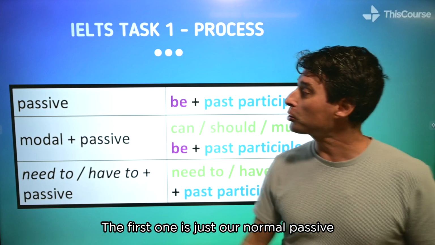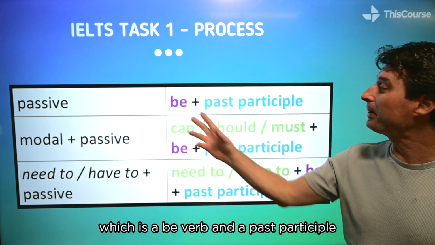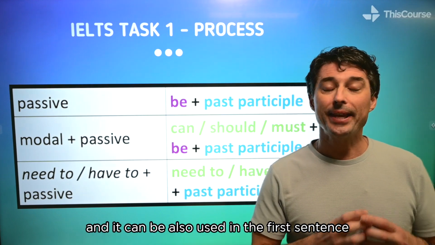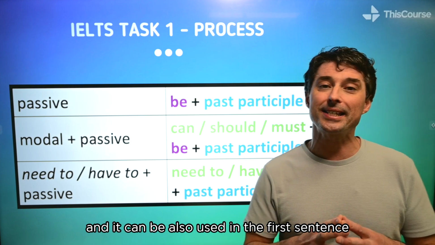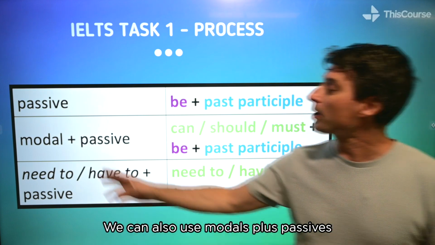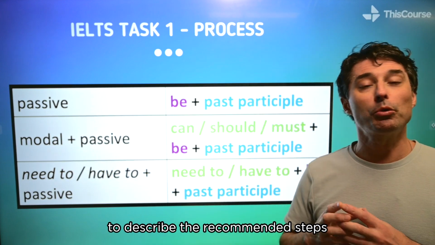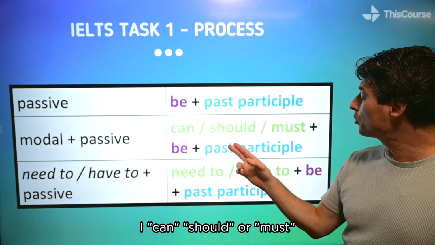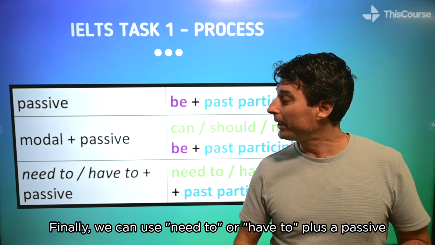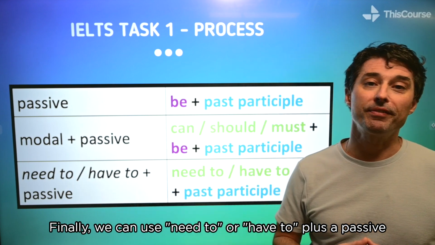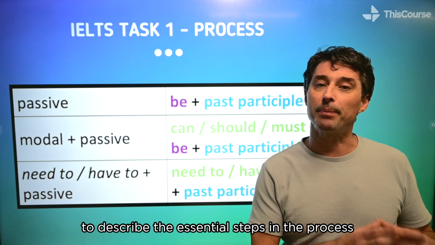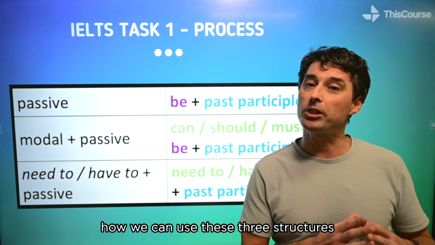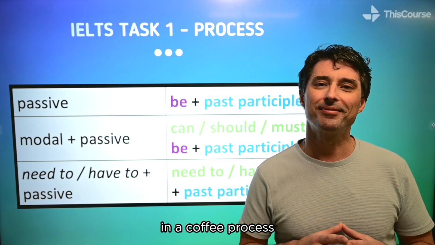So when it comes to passives in IELTS processes, there are 3 types of passives that work really well. The first one is just our normal passive, which is a be verb and a past participle. This can be used to describe the steps in the process, and it can also be used in the first sentence in our introduction. We can also use modals plus passives to describe the recommended steps in the process. Modals that work really well are can, should, or must. Finally, we can use need to or have to plus a passive to describe the essential steps in the process. Let's move on now and analyze how we can use these 3 structures in our coffee process.